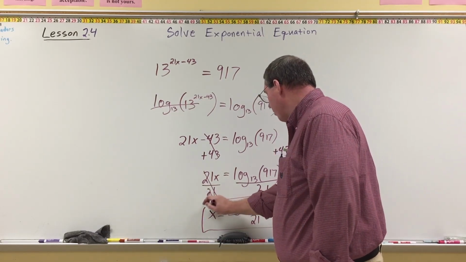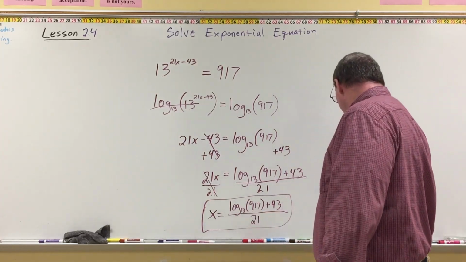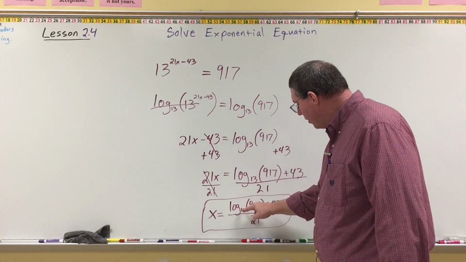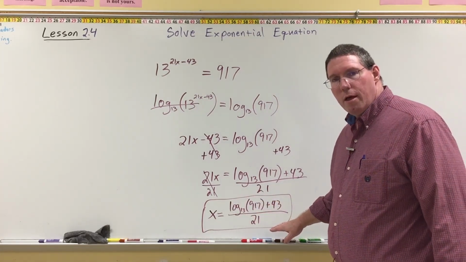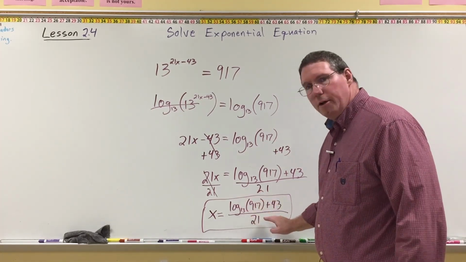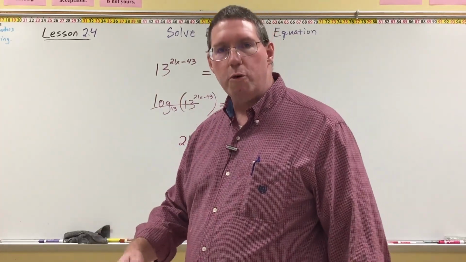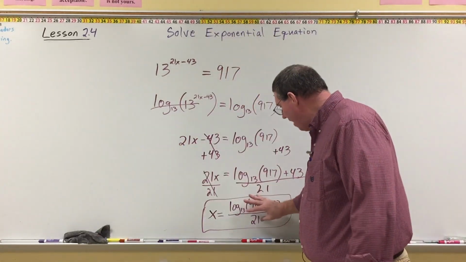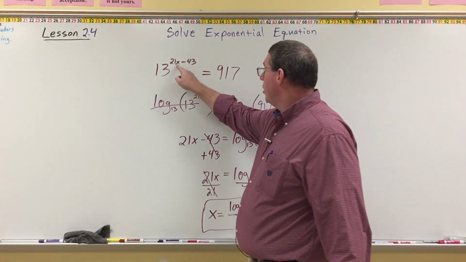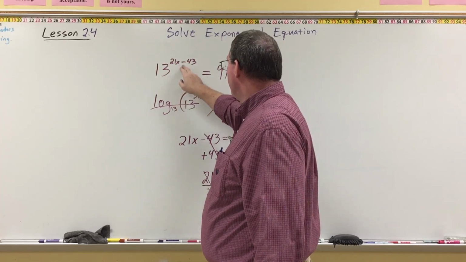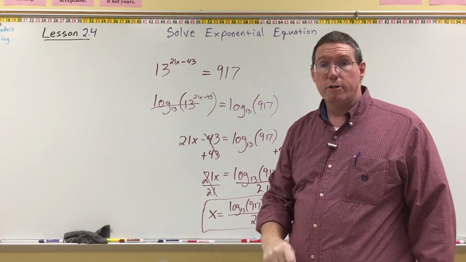And that's our answer. And you might say, that does not look like an answer, Mr. Ryan. Well, it is an answer, and I'll tell you why. All we see are numbers, there are no variables here. Were you to plug it into a calculator, it would give you a constant number, a value, and that value would be the solution for x. If you then took that value and put it here and did 21 times that minus 43, and you raised 13 to that power, you would get 917.